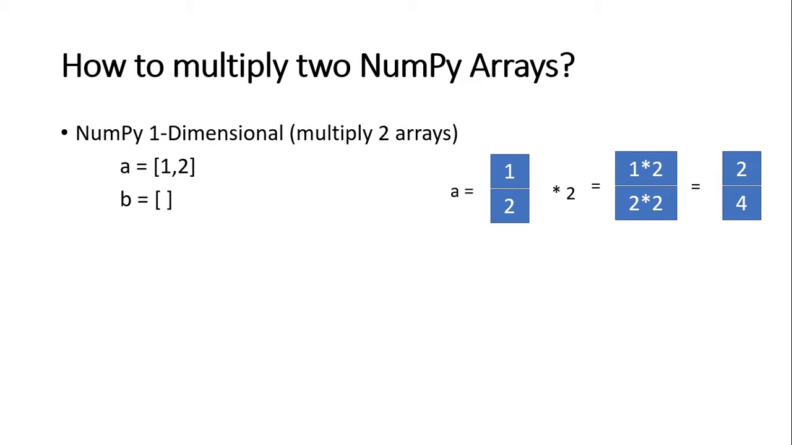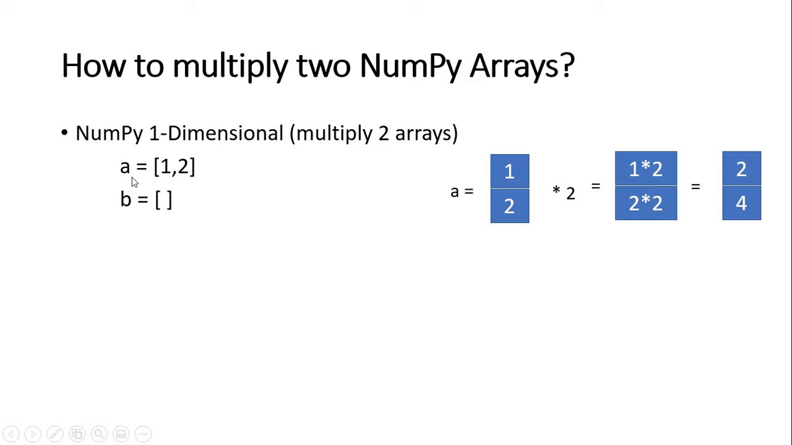Next, how to multiply two NumPy arrays. Here we are not going to multiply two arrays, rather, we are going to perform the multiplication of an array with 2. That is the difference you need to remember. Multiplication of two arrays is different, and multiplication of an array with a value is different. In this case, we are doing the multiplication of an array with a particular value.